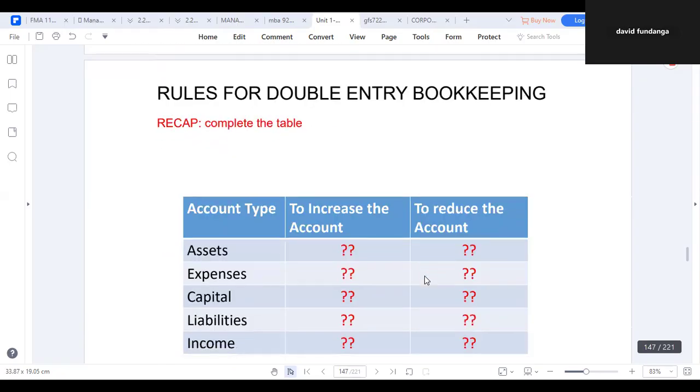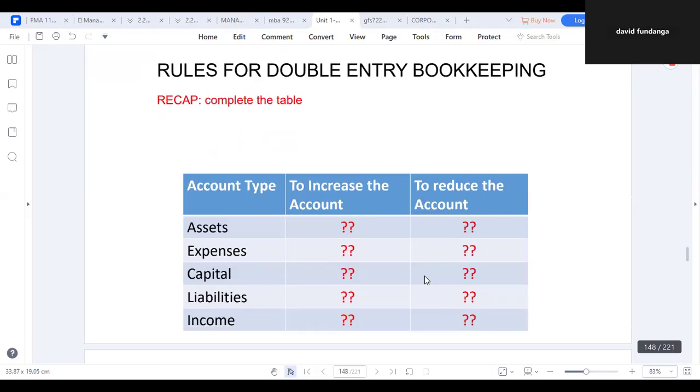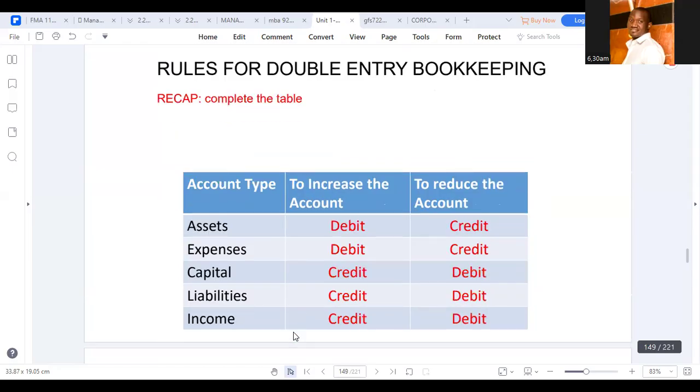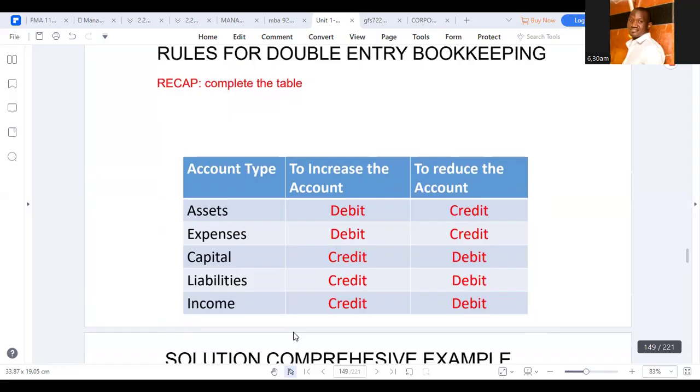So the rules for bookkeeping were as follows. A recap. To increase assets, what do we do? We debit. To increase expenses, we debit. To increase capital, we credit. To increase liabilities, we credit. To increase income, we credit. And the opposite reduces them. So this is what we learned the previous class under the theme PERILS.